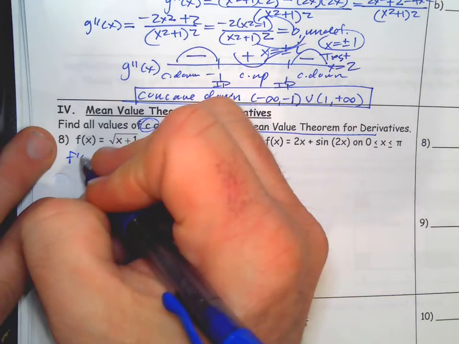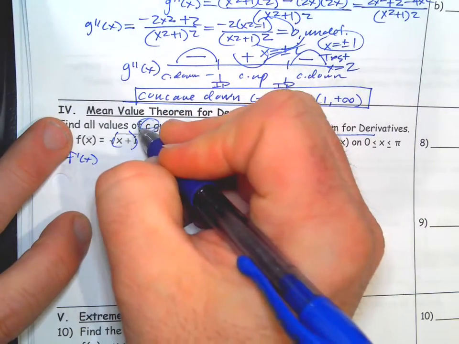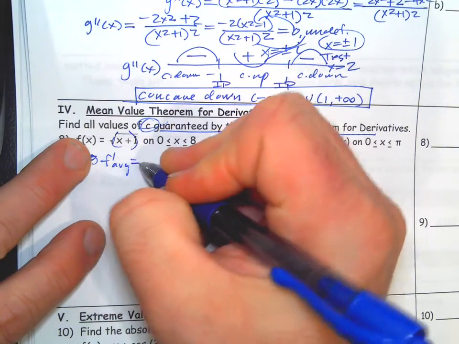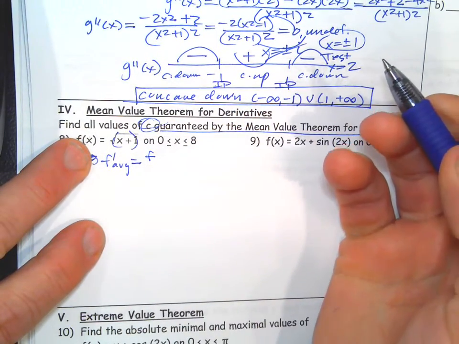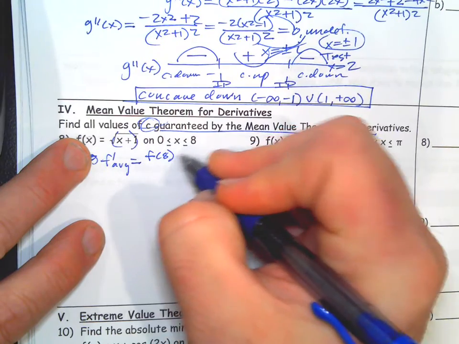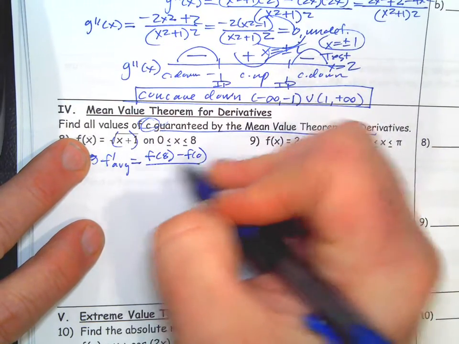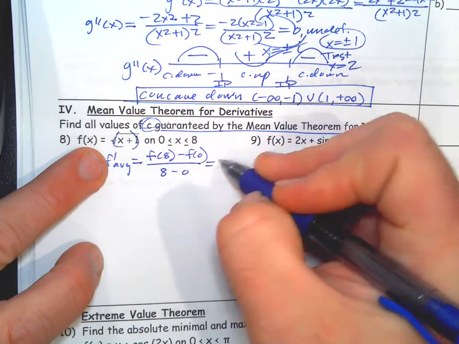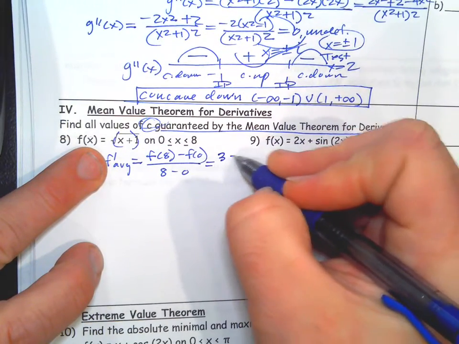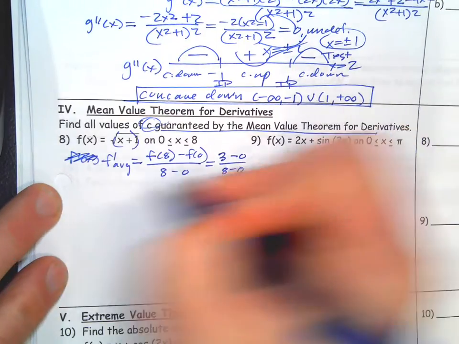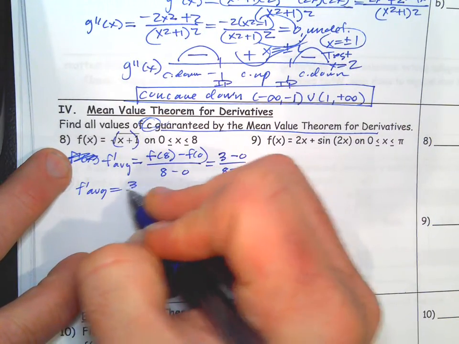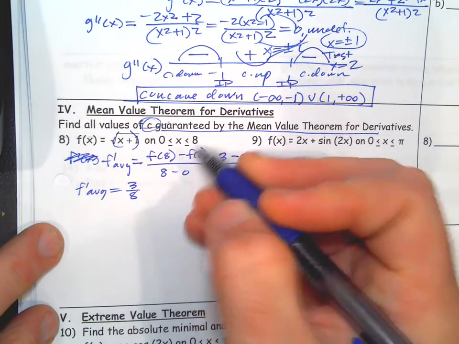So we have to find the average slope. The average slope is just the slope of a secant line between the endpoints. It's a really basic idea. Just draw a line connecting them and find the slope. Now, if we plug 8 in here, let's see, square root of 9 is 3, minus 0. So f prime average equals 3/8. They didn't ask you to find the average derivative, but we need it to find this other thing.